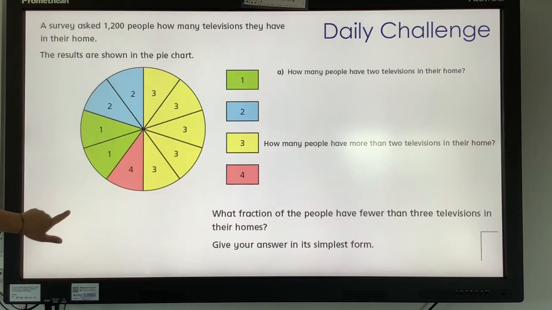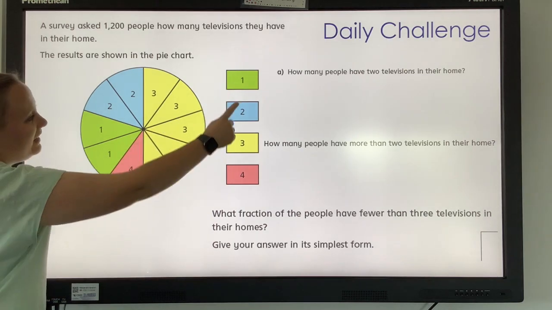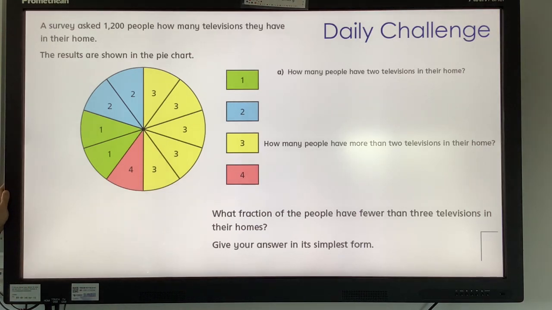Let's do another one. Oh no, it's your daily challenge. So, a survey asked 1,200 people how many televisions they have in their home. The results are shown in a bar chart and a pie chart. So here is your key. Anything green represents 1 TV. Anything blue represents 2 TVs. Anything yellow represents 3 TVs. And anything pinky red is 4.